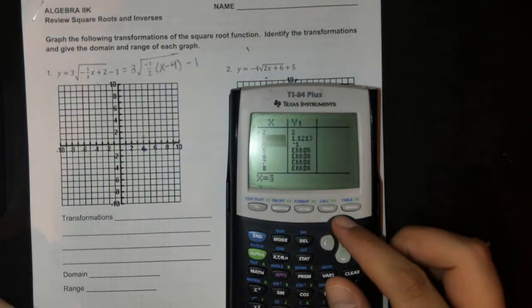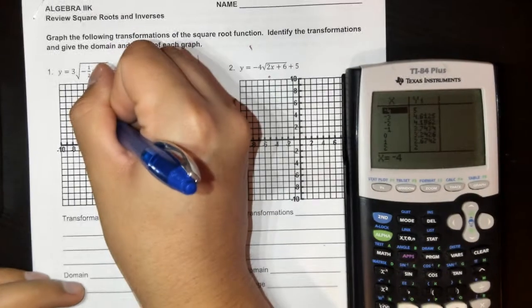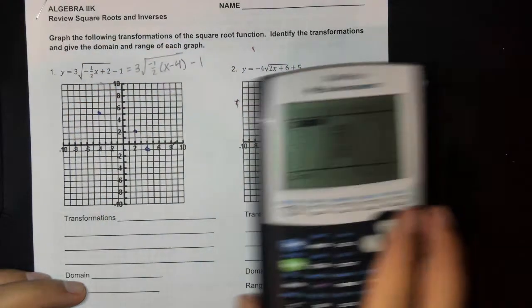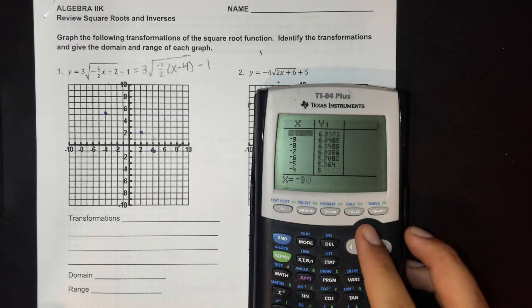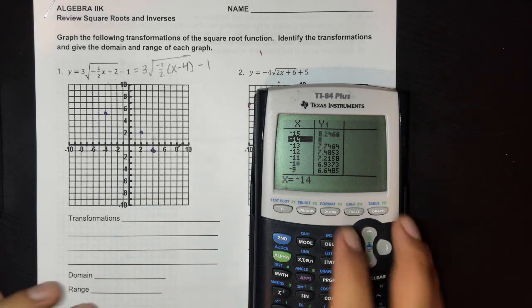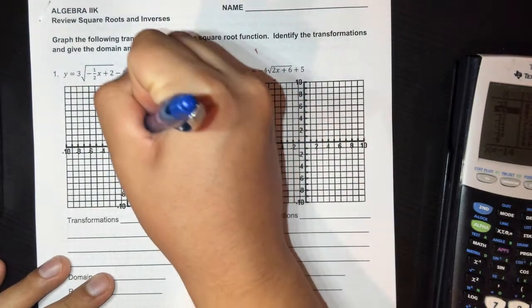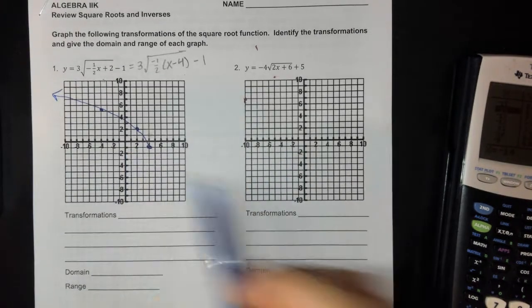And then let me just get some other points to make the graph. So we have 2, 2. Alright, so just pick the easiest points you can fit on this graph. So 2, 2, we got negative 4, 5. Then after that, negative 14, 8, which doesn't fit on the graph. So just follow your 3 points and then draw in the square root function. Alright, so this is going to be our graph.